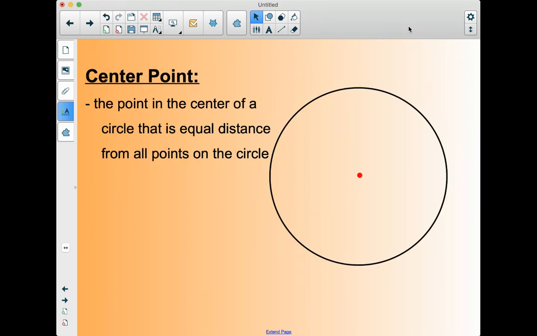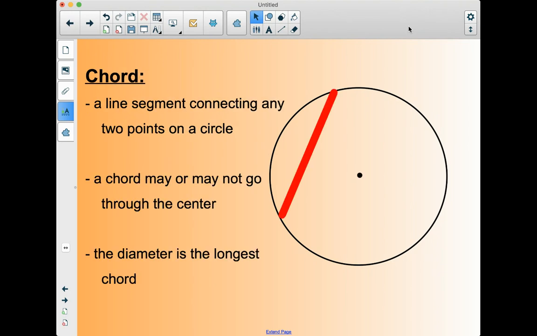The first piece is a center point. It is the point in the center of a circle that is equal distance from all points on the circle. The second part is a chord. It is a line segment connecting any 2 points on a circle. A chord may or may not go through the center, and the diameter is the longest chord.